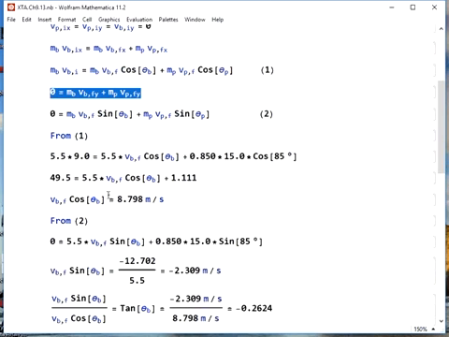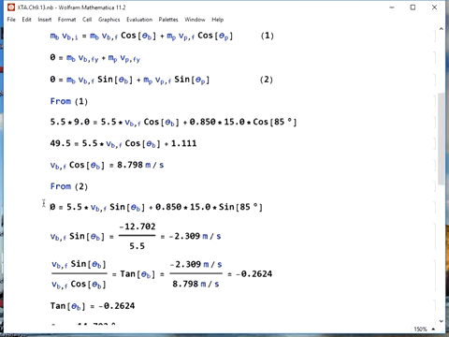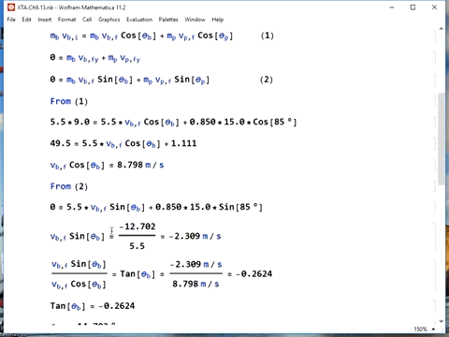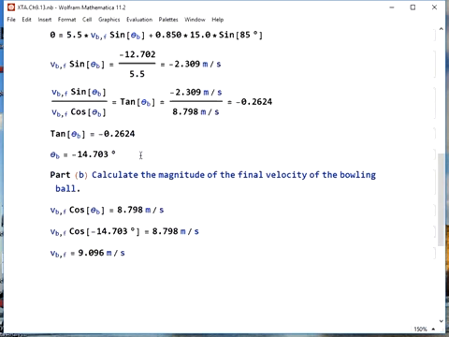We do some algebra and we put in what we know from the initial problem statement. We get the final velocity of the ball times cosine of theta b is 8.798 meters per second. From the other conservation of momentum equation, we apply some algebra here and get the final velocity of the ball times sine of theta b is negative 2.309 meters per second. We divide one equation by the other. We get tangent of theta b is negative 0.2624, so theta b is negative 14.703 degrees.